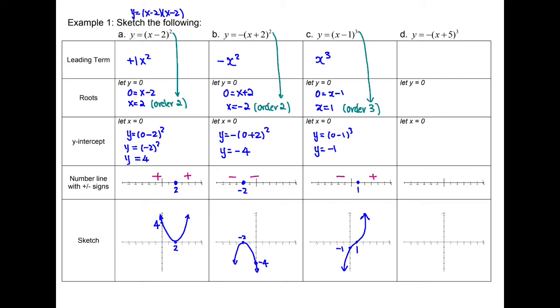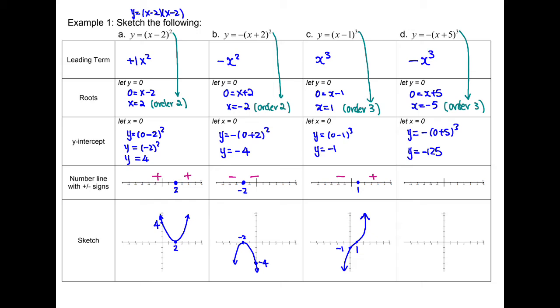Part D, once again, let's find our leading term. Our leading term will be negative x to the exponent 3. Then we let y equal 0 to find the x-intercept. X will be negative 5. Since there is an exponent of 3, we know the order of the root is 3. And then we let x equal 0 to find the y-intercept. The y-intercept will be at negative 125.